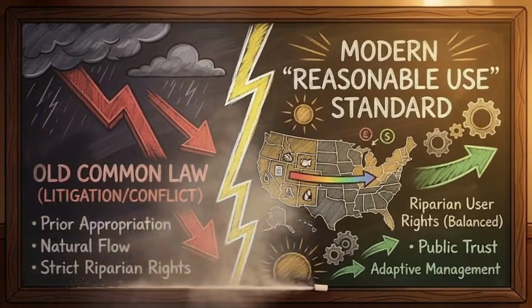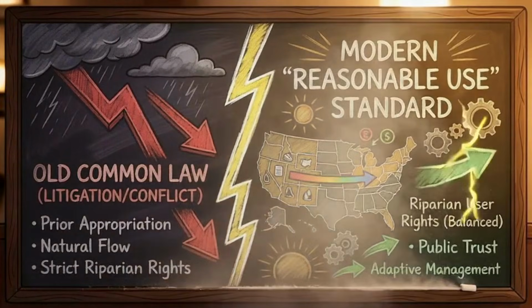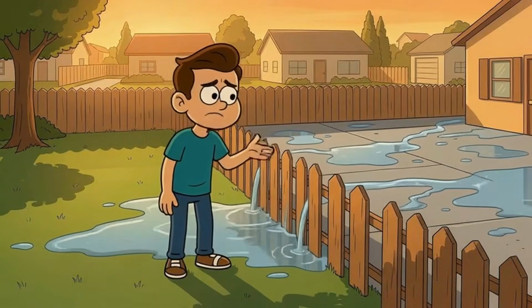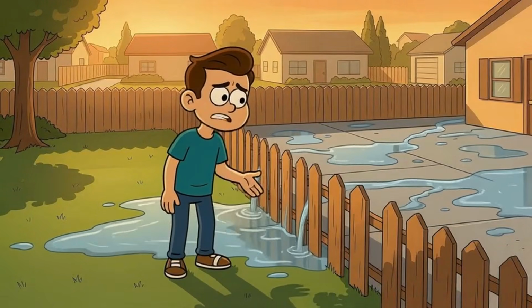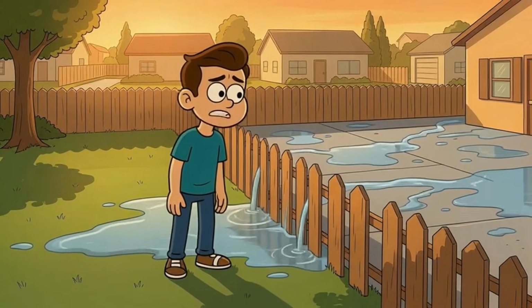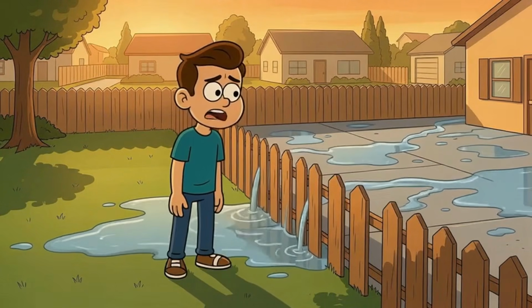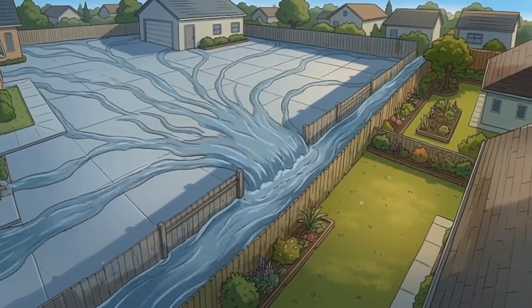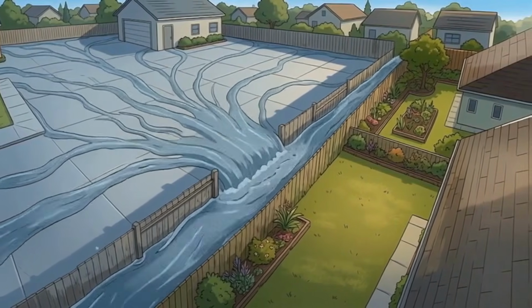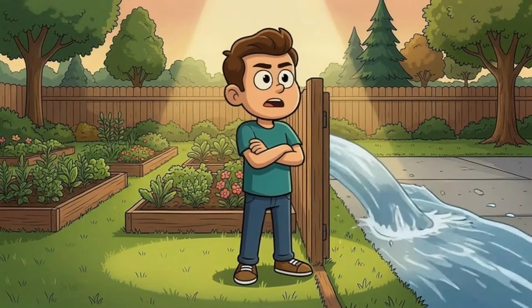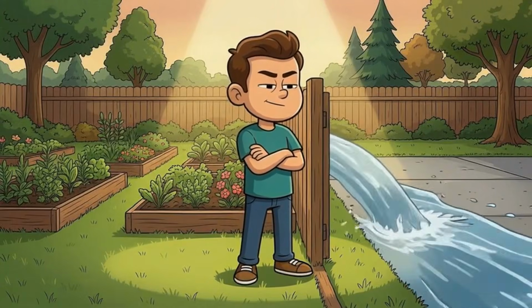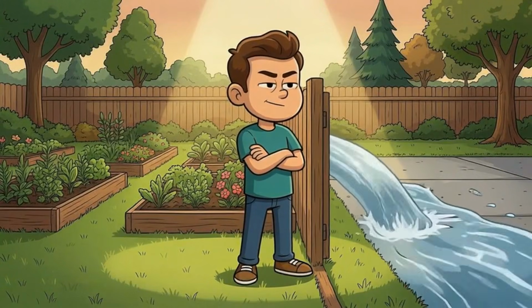Most states have moved away from that old rule, and the update is significant. The modern standard, called the reasonable use doctrine, says your neighbor cannot take actions that substantially and unreasonably increase the flow of water onto your property. The key word there is substantially, and paving over an entire yard almost certainly qualifies. The law isn't protecting gravity anymore. It's protecting you from your neighbor making the problem dramatically worse than nature ever intended.